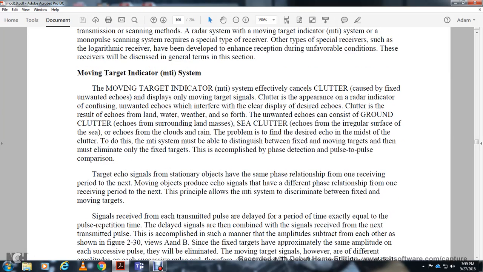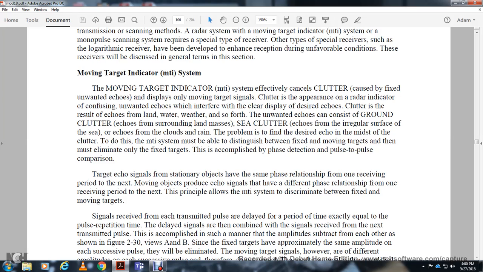Moving target indicator system. The moving target indicator system effectively cancels the clutter of the fixed unwanted echo on the display, but shows only the moving target signal. Clutter interferes with the radar indicator's view of the desired echo, clearly disturbing the display. The unwanted echo of the clutter is the result of echoes from land, water, weather, and so forth. Ground clutter echo comes from the surrounding land mass. Weather clutter echo is irregular, from clouds and rain. To do this, the moving target indicator system must work as follows.